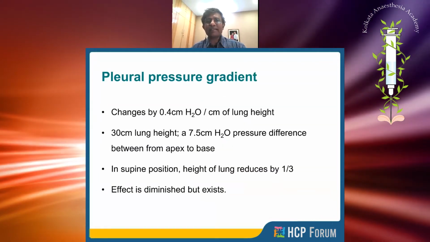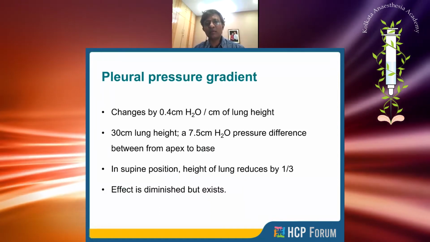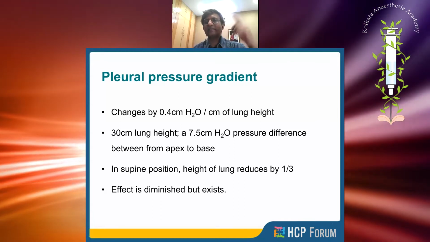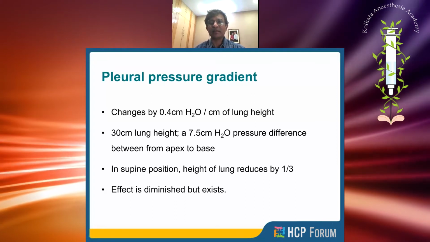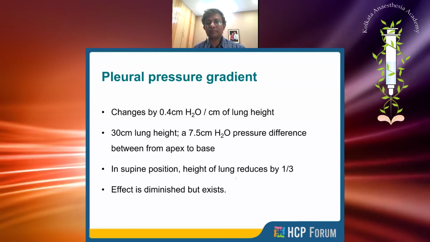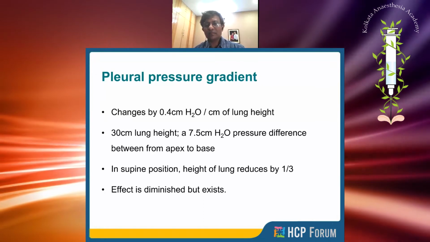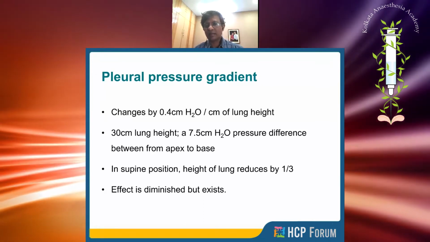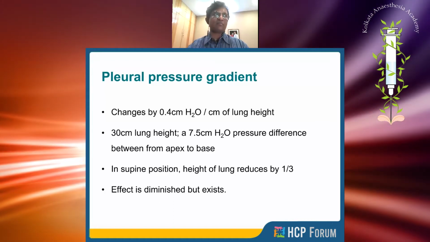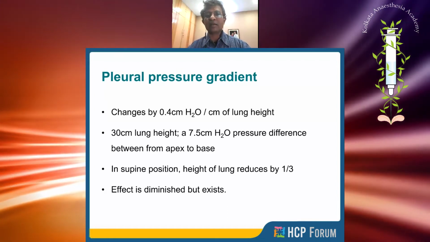How much does the gradient change? It changes by around 0.4 centimeter of water per centimeter of the lung. So if you look at a lung which is around 30 centimeters in height in the erect posture, the gradient changes by around 7.5 centimeters of water, which is the pressure difference between the apex and the base. In the supine position, the height of the lung reduces by a third. So this effect is diminished, but it still exists. And this is important to realize because we'll talk about one lung ventilation and one lung anesthesia.